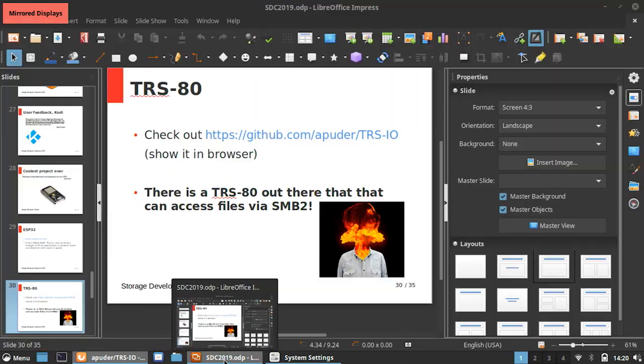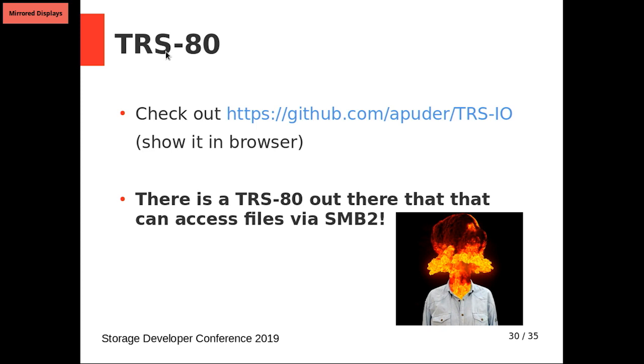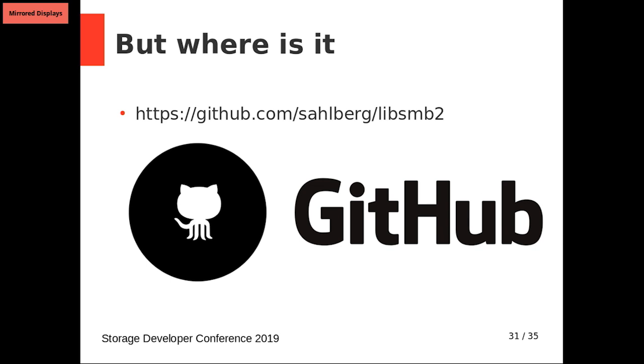But you have to admit, this is so unbelievably mind-blowingly cool. There is a TRS-80 that can do SMB2. So where is it? The library is stored on GitHub.